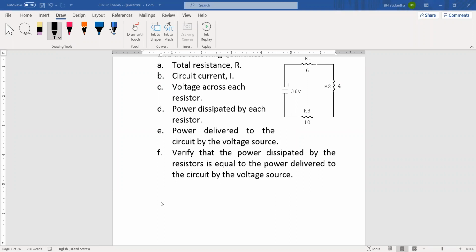Total resistance of the circuit, R. It's a series connection between these resistors, so we can add all the resistors together: 6 ohms plus 4 ohms plus 10 ohms. The total resistance of the circuit is 20 ohms. The circuit current I: the voltage is 36 volts and the resistance is 20 ohms.